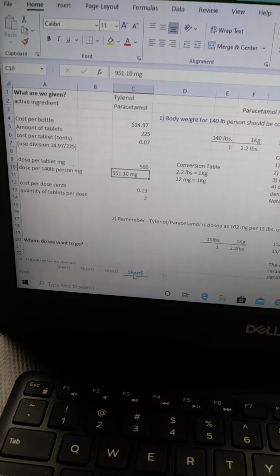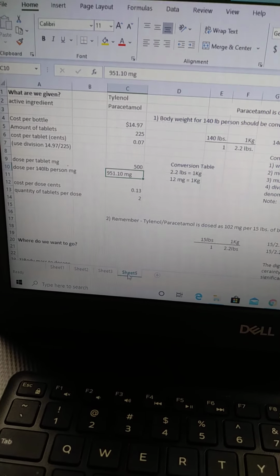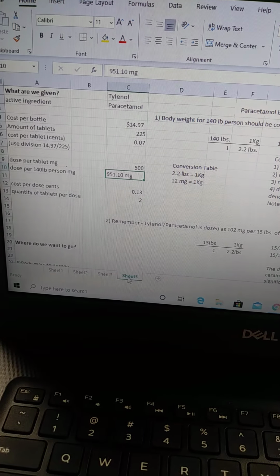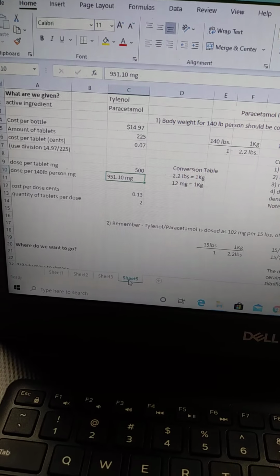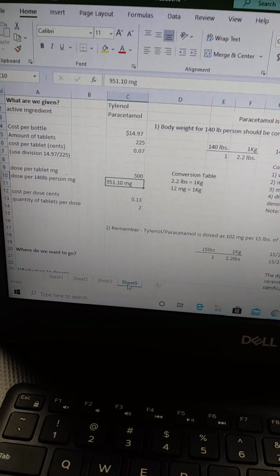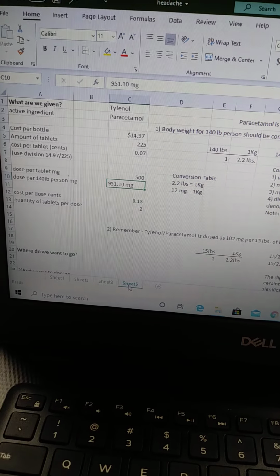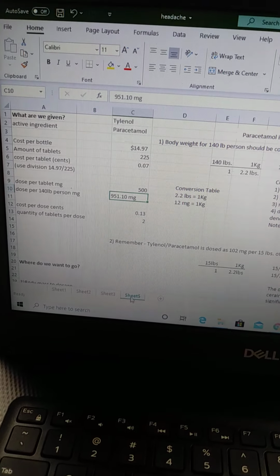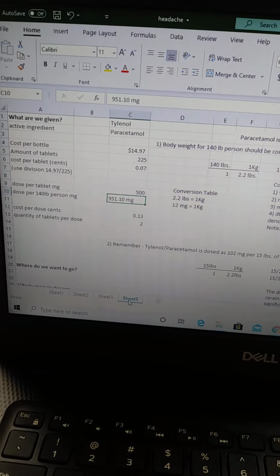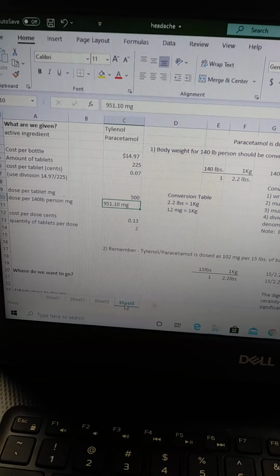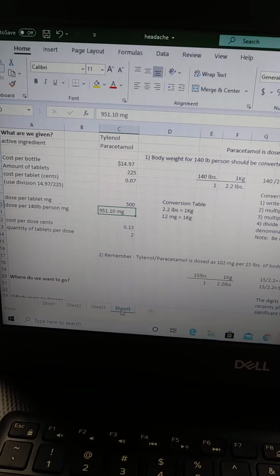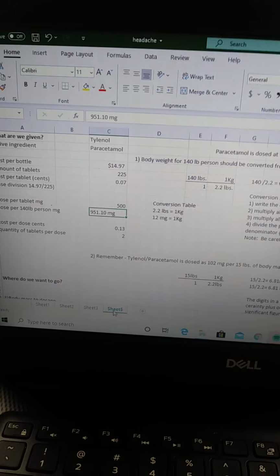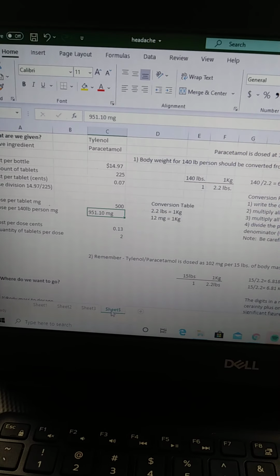I'll take a quick look at what I did over here for the cost per bottle, which is $14.97. The amount of tablets is 225. The cost per tablet is 0.07 cents. I used division, $14.97 divided by 225. My dose per tablet in milligrams is 500. My dose per person, I already did this, so I just filled it in, is 951.10 milligrams. My cost per dose in cents is 0.13, and my quantity of tablets per dose is 2.